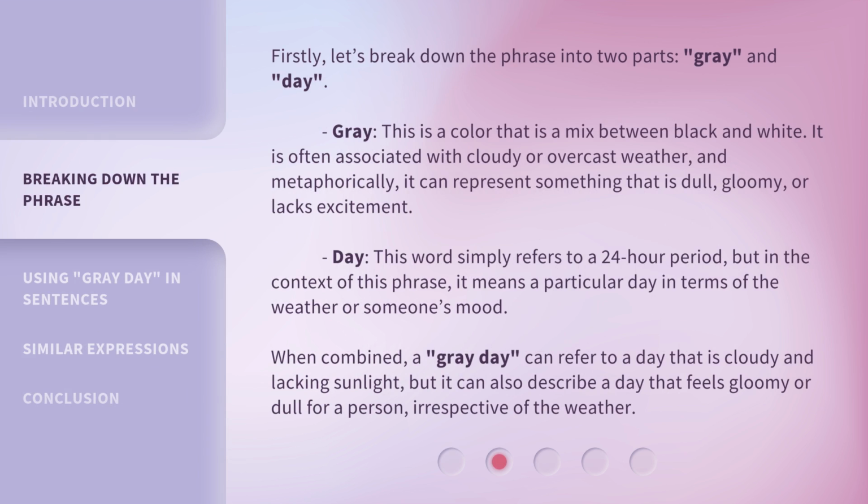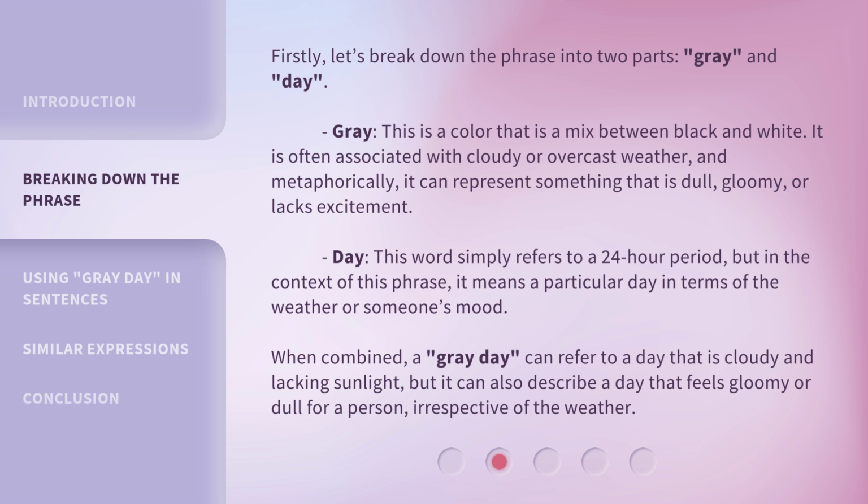Firstly, let's break down the phrase into two parts, gray and day. Gray. This is a color that is a mix between black and white. It is often associated with cloudy or overcast weather, and metaphorically, it can represent something that is dull, gloomy, or lacks excitement. Day. This word simply refers to a 24-hour period, but in the context of this phrase, it means a particular day in terms of the weather or someone's mood.